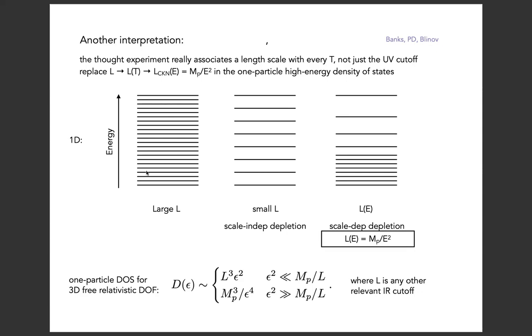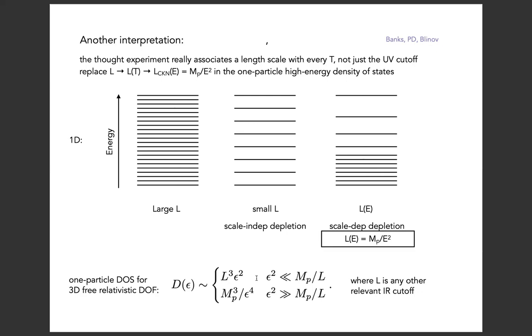So in one dimension, if we have particles in a large box, then the energies are equally spaced very finely like this. And if we think about a small box, then they become more coarse. And so the idea here is that we will take the L dependence of the density of states and replace it by this energy dependent thing, so that we get a scale dependent depletion. And in 3 spatial dimensions, these are no longer evenly spaced even for fixed boxes, but this is the type of thing that we'll use.